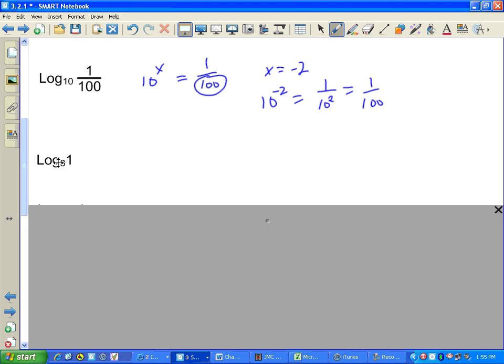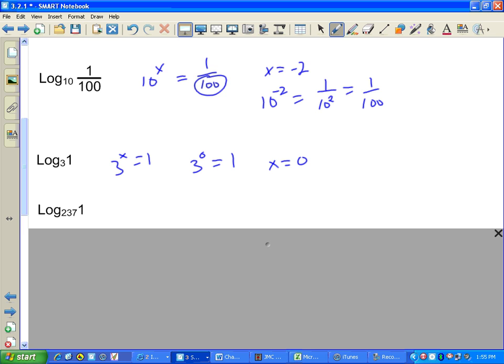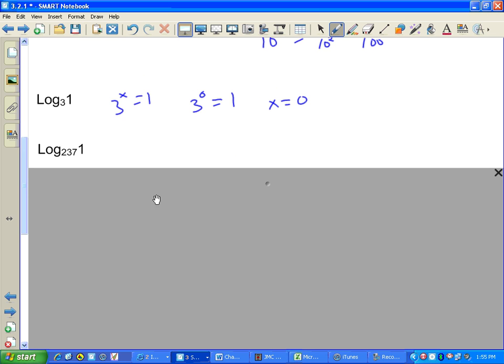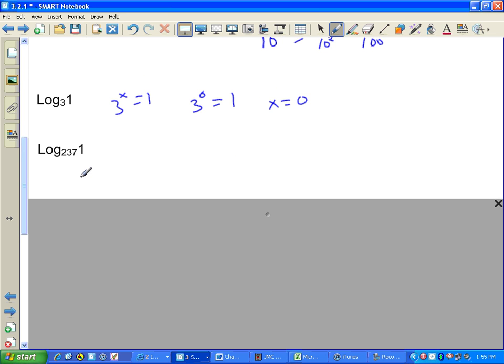Okay, log base 3 of 1. So 3 to what power equals 1? Well, 3 to the 1 is 3. 3 to the 0 is 1. So x equals 0. In fact, anytime you take the log of 1, you're going to get an answer of 0, because any number to the 0 power is 1.